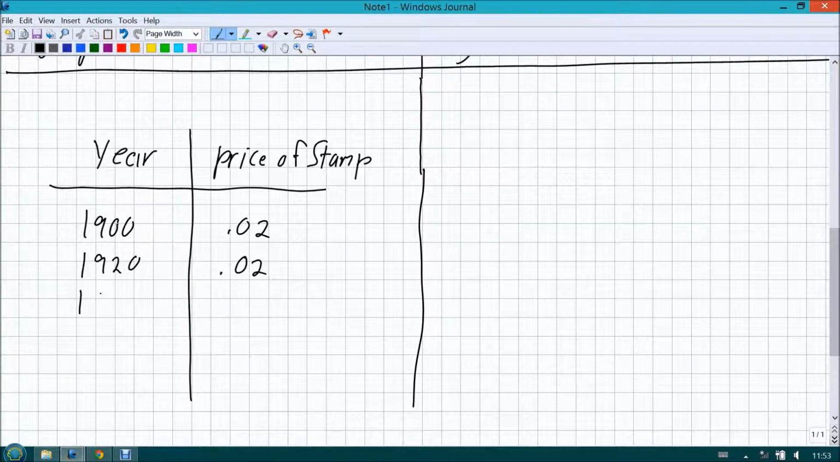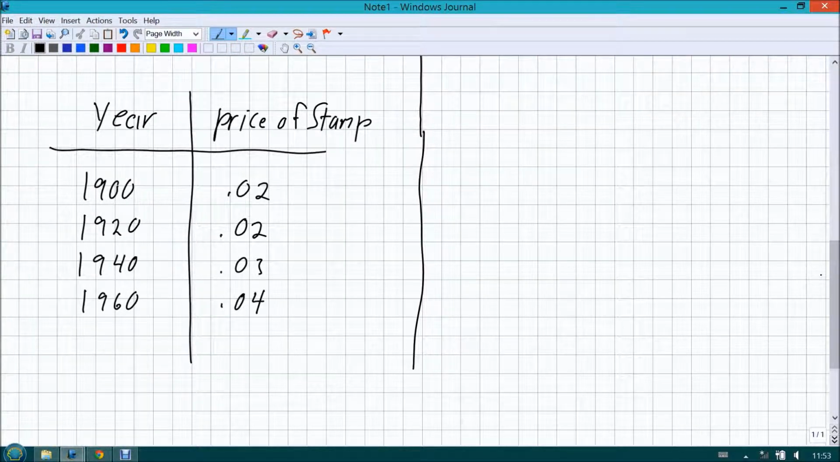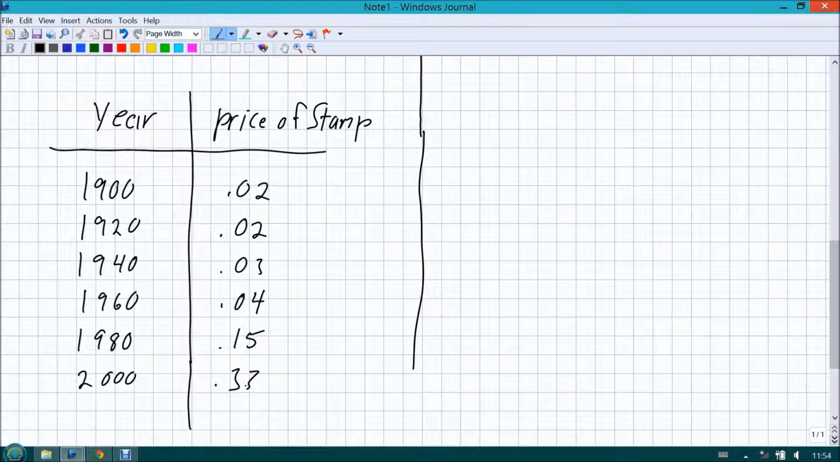Then in 1940, the price increased a whopping 1 cent. And then in 1960, the price again increased by a whopping 1 cent. So from 1900 to 1960, the price of stamps doubled. They went from 2 cents to 4 cents. But then from 1960 to 1980, something awful happened, and the price of the stamp went from 4 cents to 15. And then from 1980 to 2000, it doubled and then some again to become 33 cents.